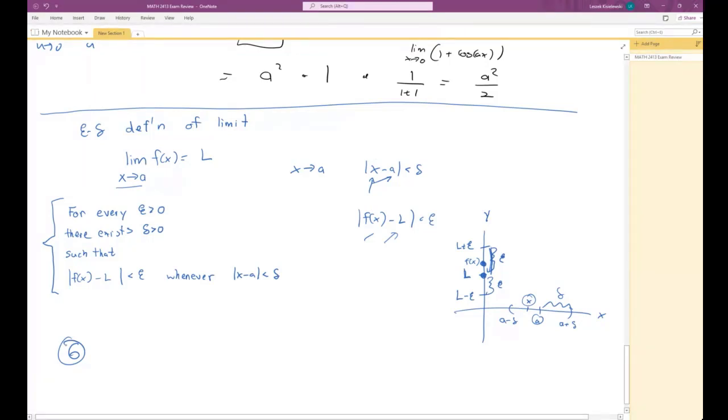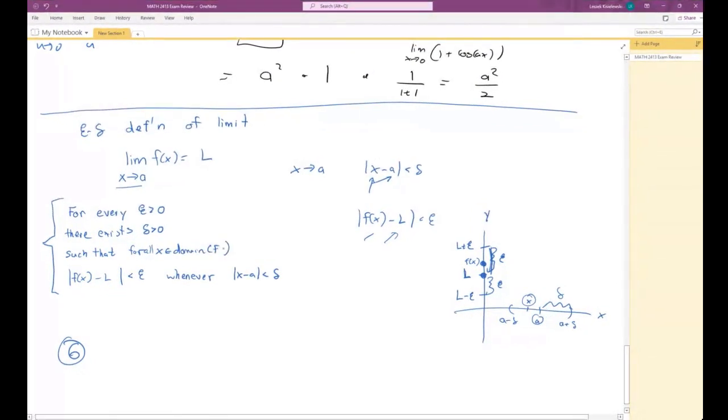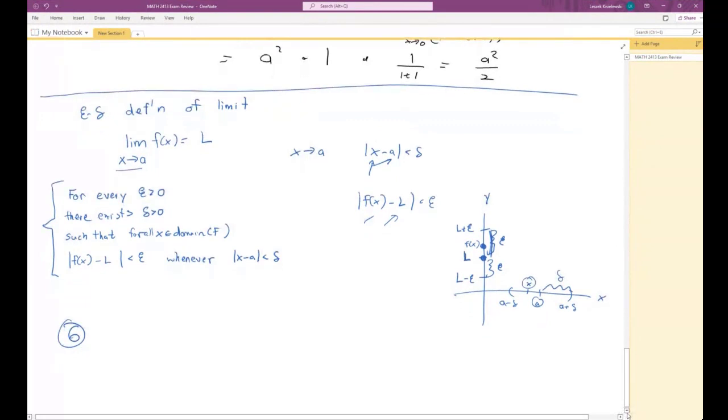Okay, and if you are going to be writing out the definition of the epsilon delta on the exam, maybe you should say for x's in the domain of your function. For all x's in the domain. Okay, I'm a little worried that I'm leaving out the detail.